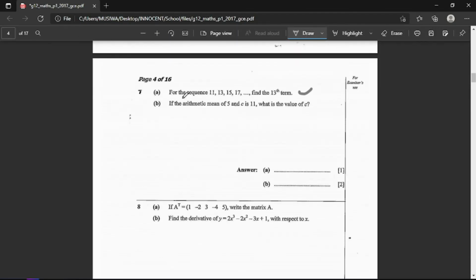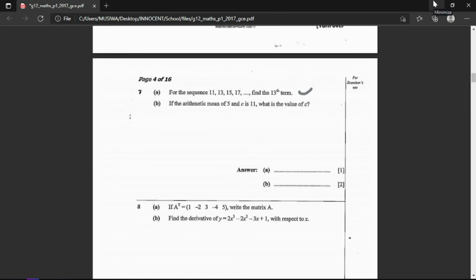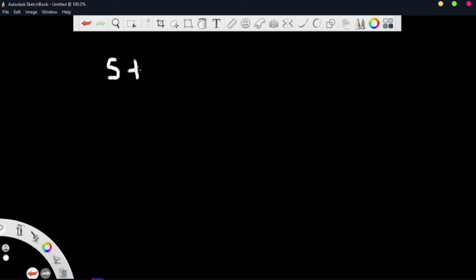So the next question is, if the arithmetic mean of 5 and c is 11, find the value of c. So what they have done is that they have found the arithmetic mean. They have said 5 plus c, because these are 2 terms, over 2, is equal to 11. So we have to find the value of c.